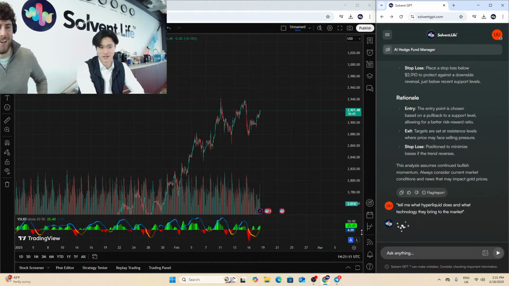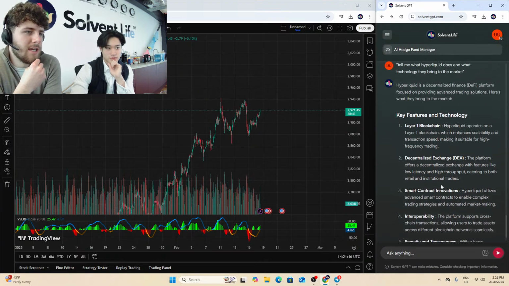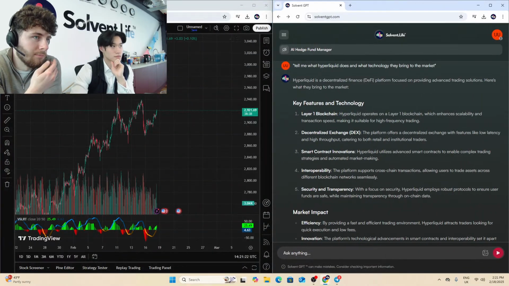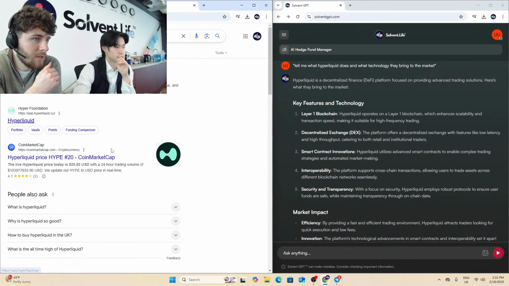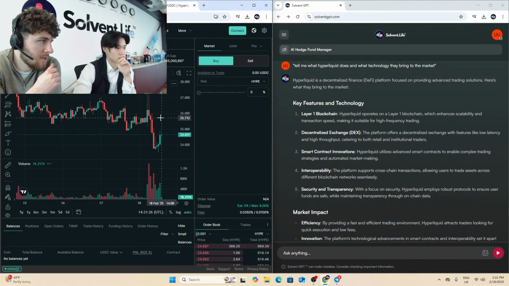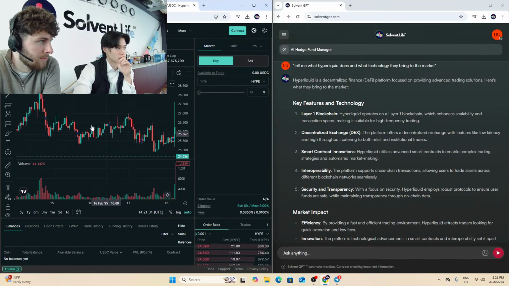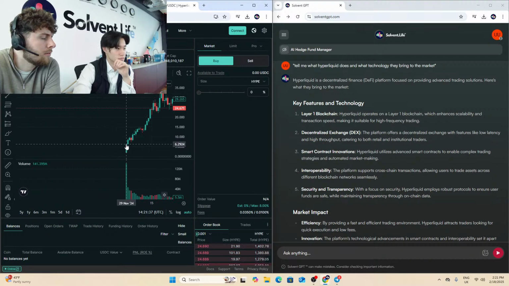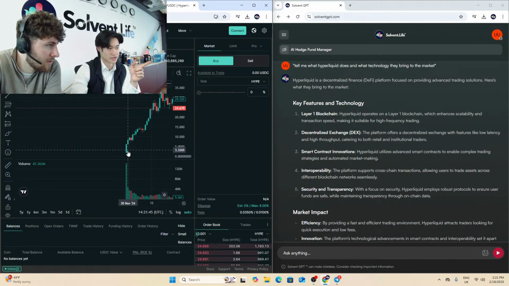I remember, yeah. So it is essentially a decentralized exchange. It operates on a layer 1 blockchain, which makes it incredibly fast. It has quite advanced smart contracts. Essentially, it's a decentralized exchange that you can buy and sell any type of crypto on. Is that when it launched? It launched on the 2nd of December.